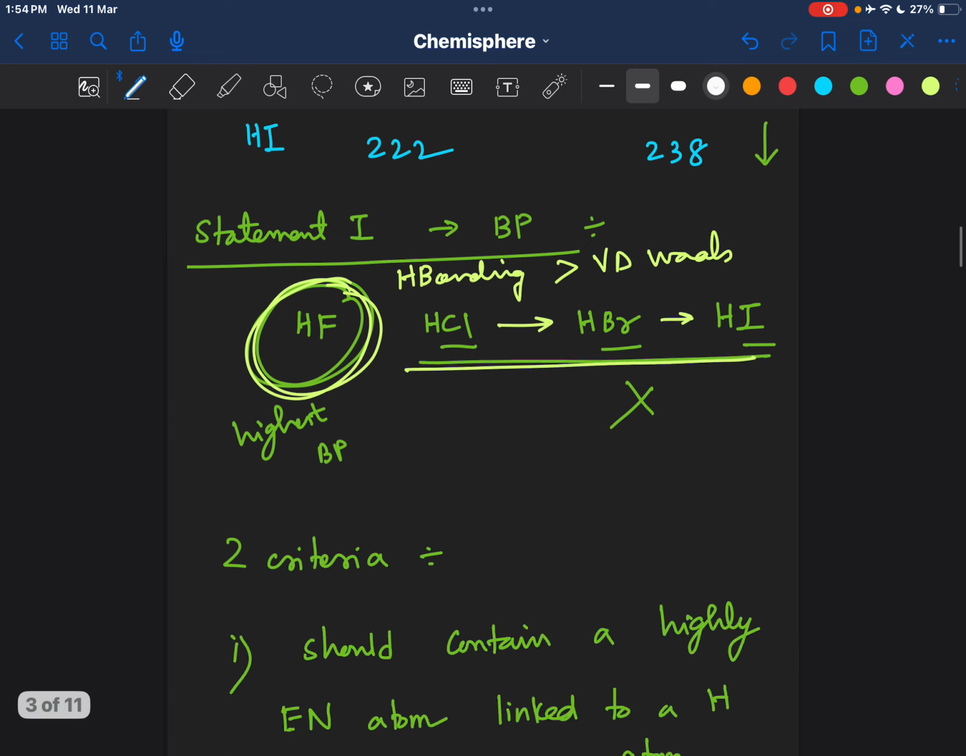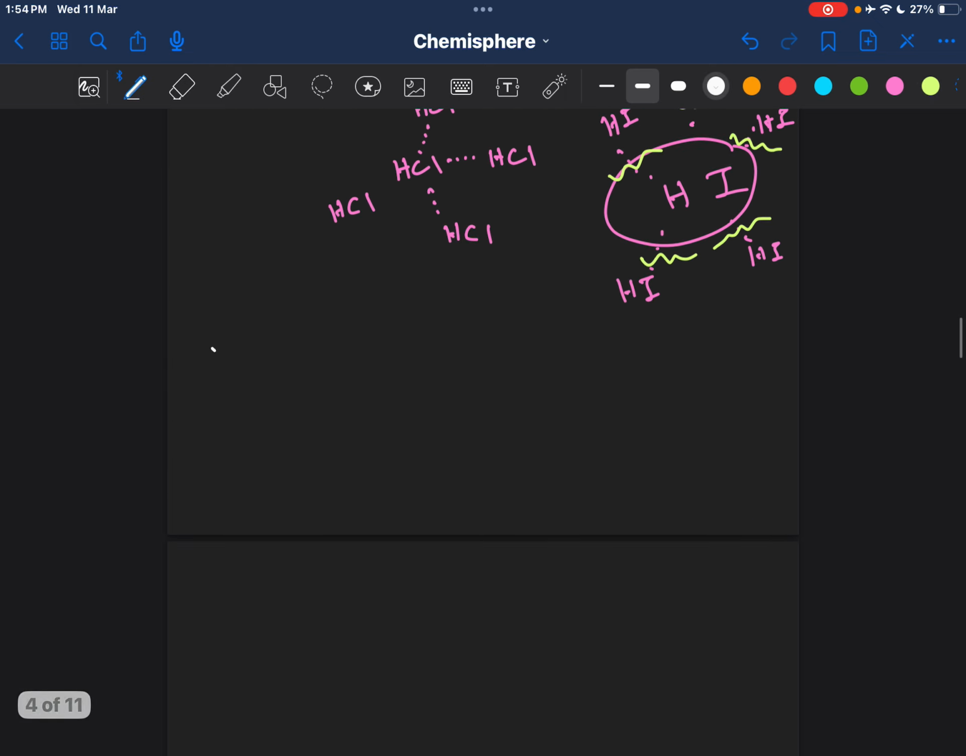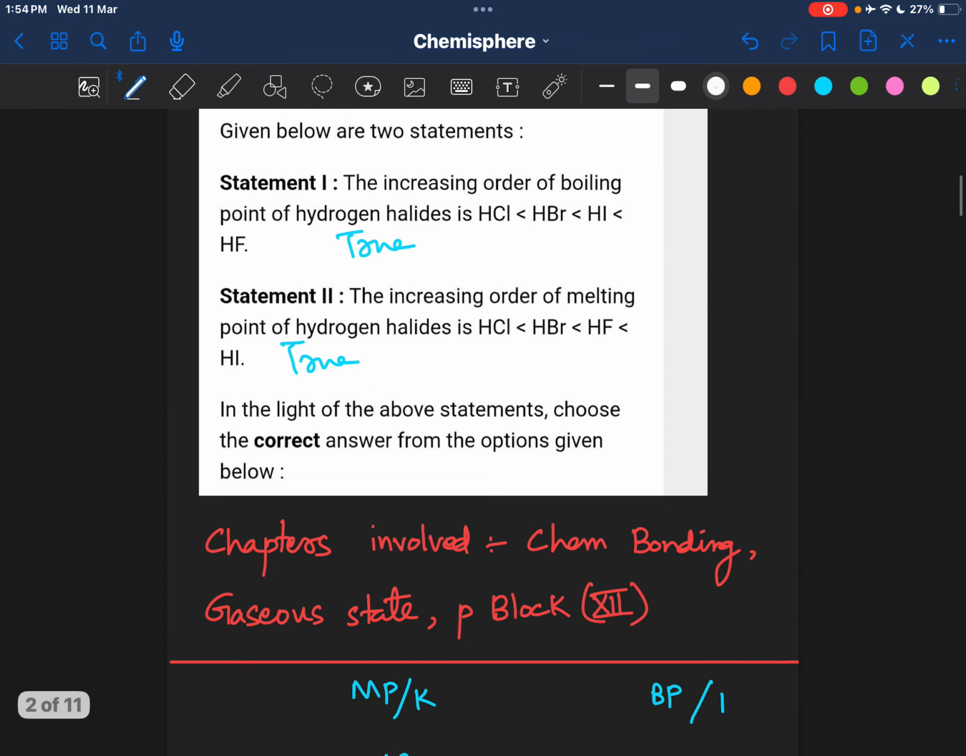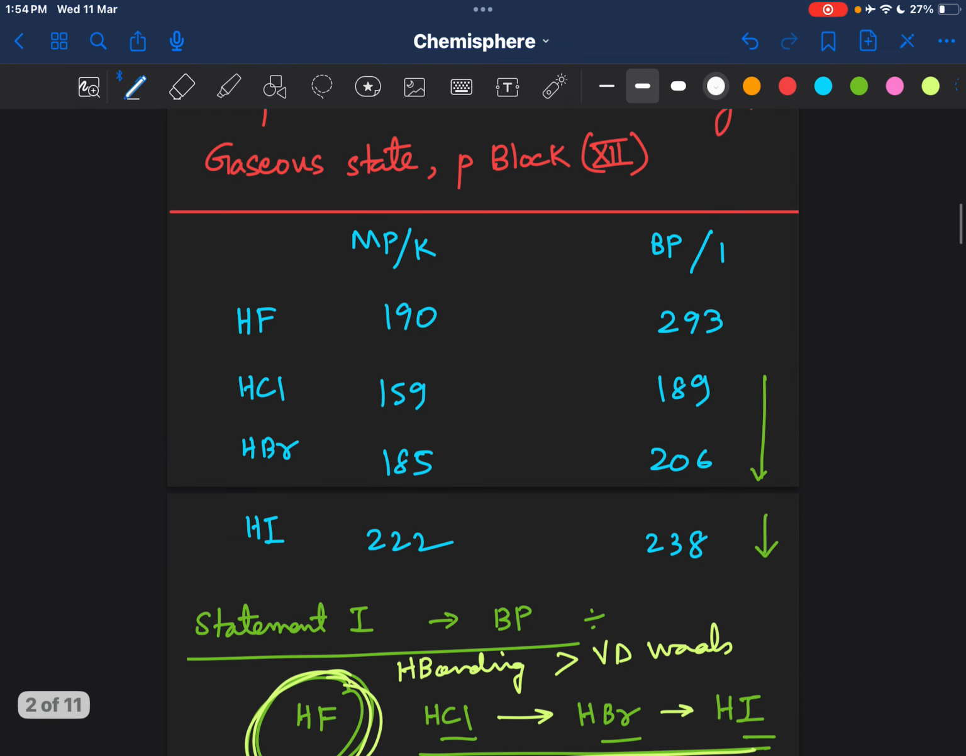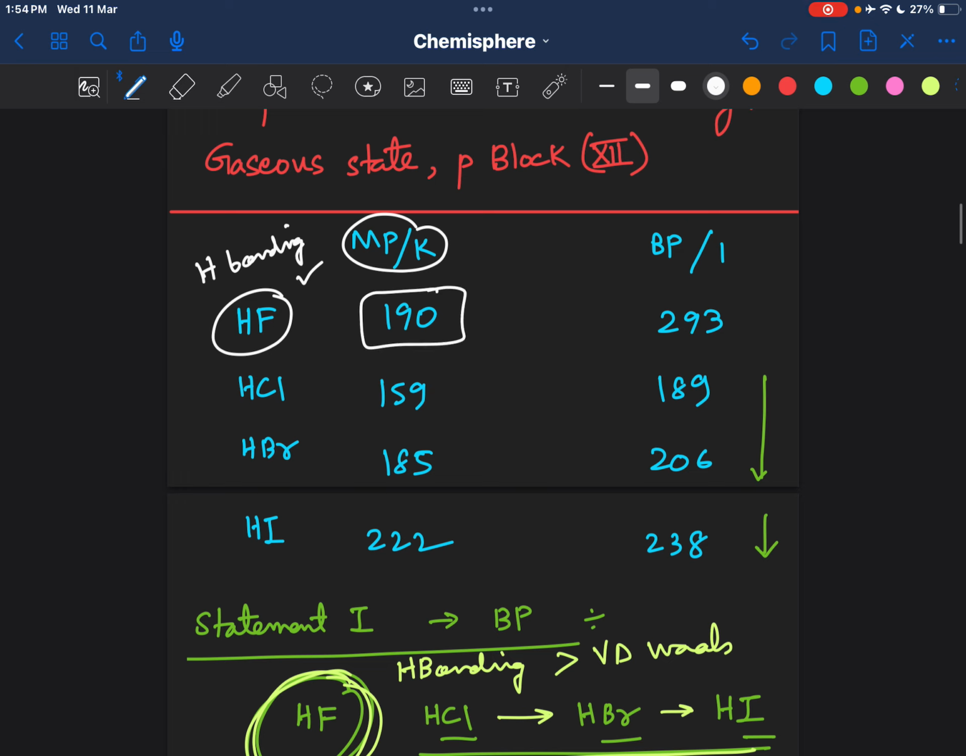Next, coming to the second statement. The second statement is very important, and it's a bit different, because when you look at the melting point order, HF shows hydrogen bonding even in the solid state. So we are talking about melting point. Melting point is when solid converts into liquid. HF shows hydrogen bonding even in the solid state. That's why it has a high melting point, understandable.